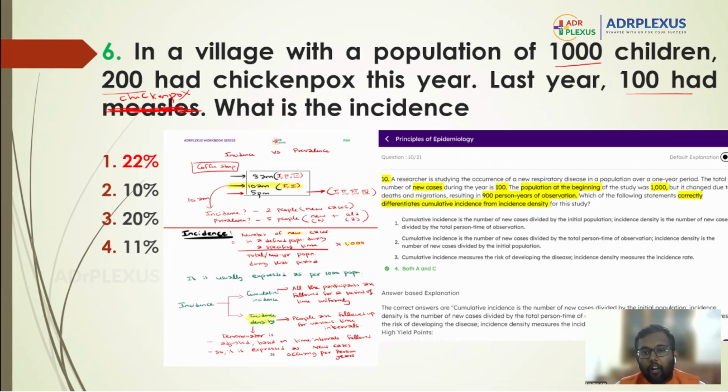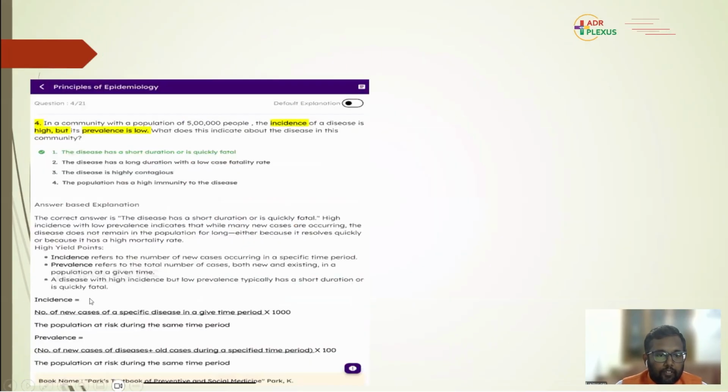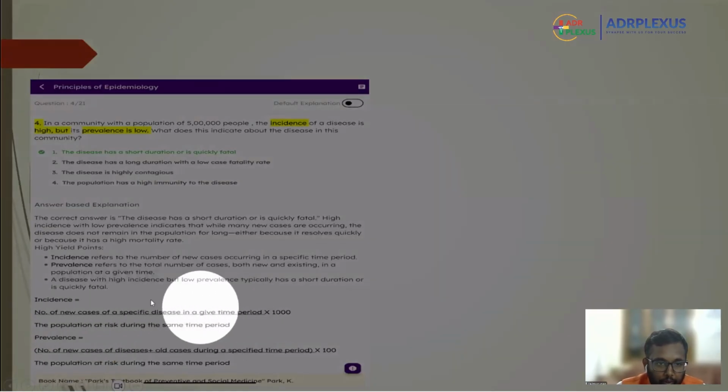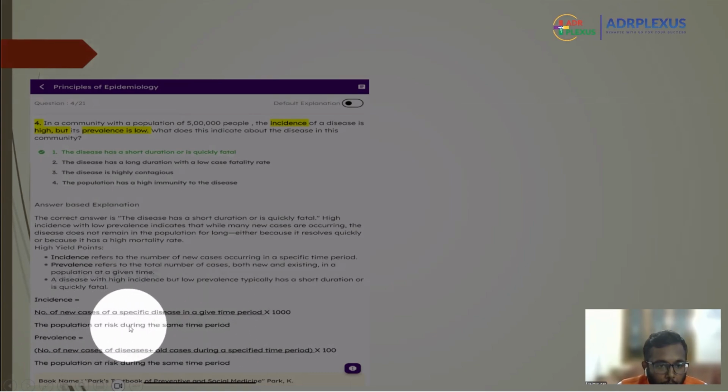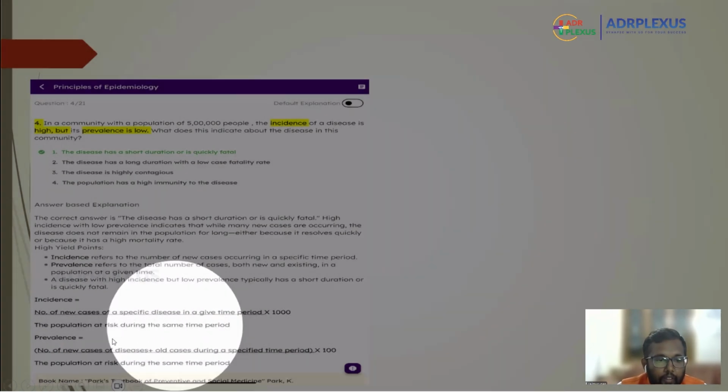So you have to remember the formula for the incidence that we studied. Incidence is the number of new cases divided by the total population at risk during the same period. This is where most of you have made the mistake. What is the denominator? The population at risk during the same period.